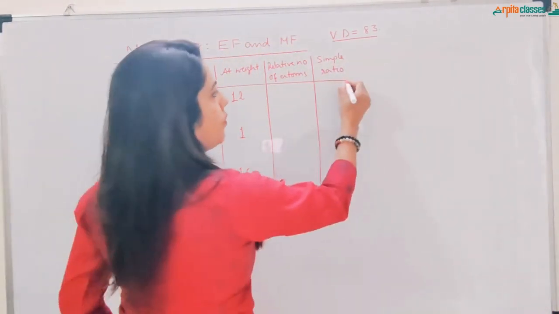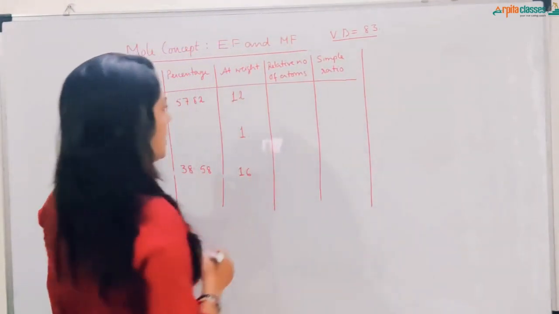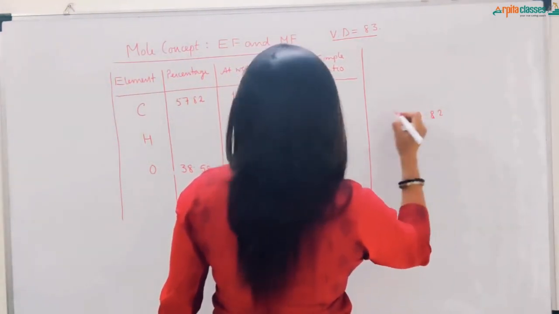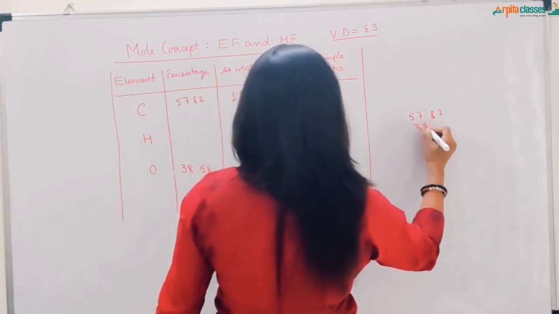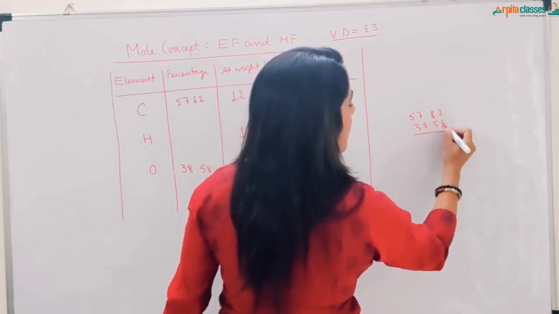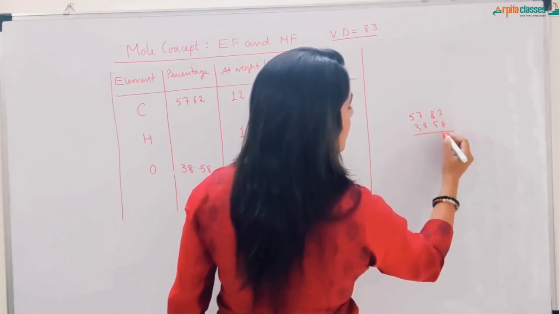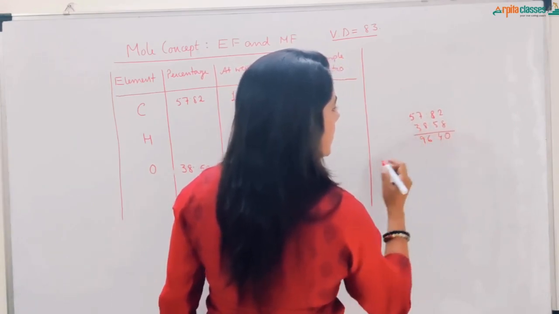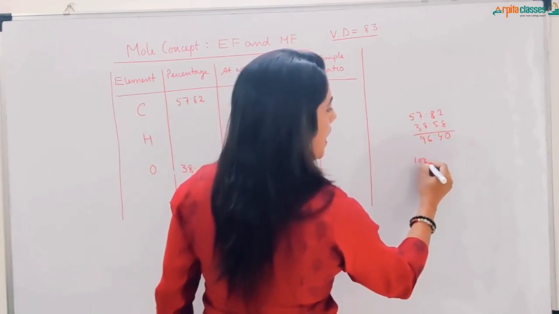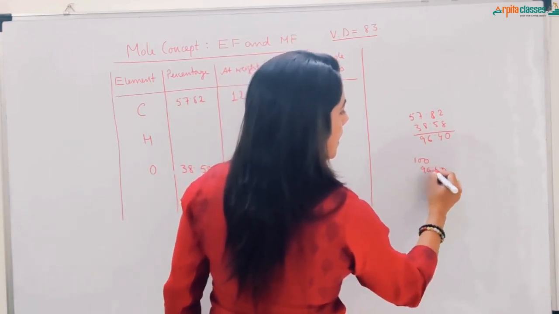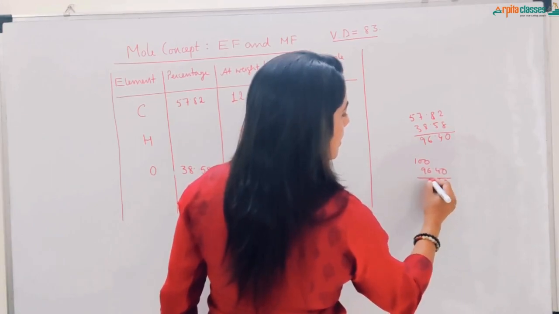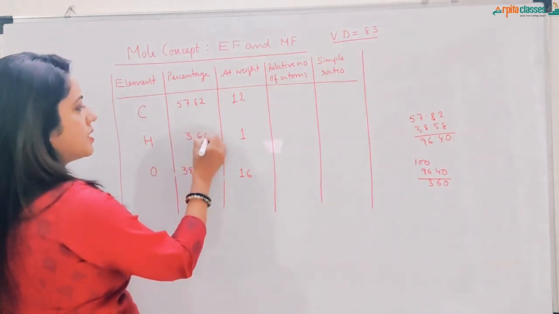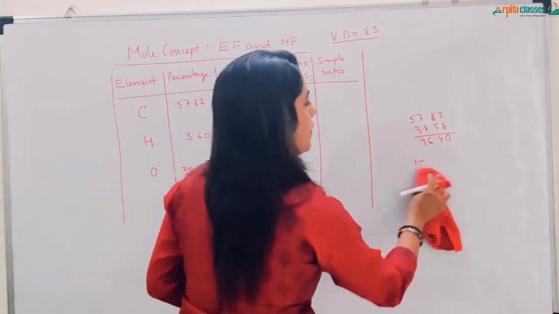So first of all, we are going to find out the percentage of hydrogen. If I do this way, 57.82 is your carbon and oxygen is 38.58. So that is coming up to 96.40. So hydrogen will be 3.60. So hydrogen is here 3.60. We got the percentage of hydrogen.